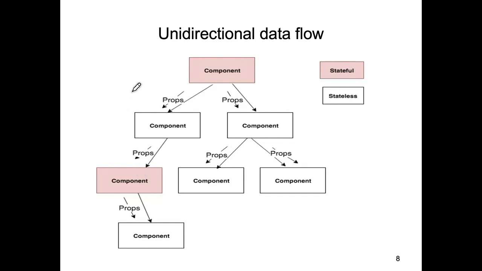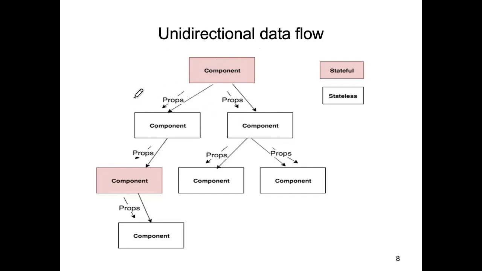The other message I want to get across from this is that props can only flow in a downward direction. From a data flow perspective, React only supports unidirectional data flow, where the flow is always downwards. You cannot have props being passed from child to parent. It's always from parent to child.